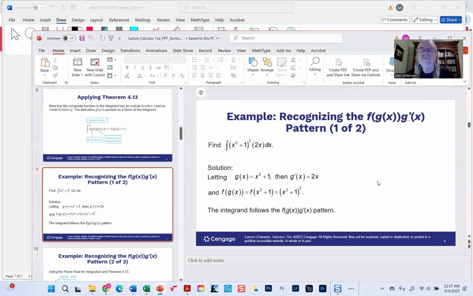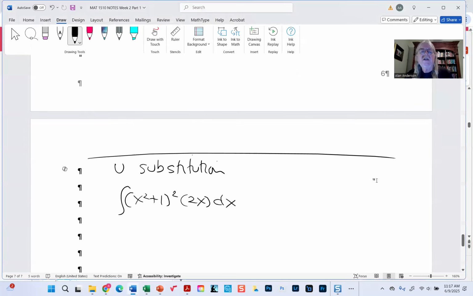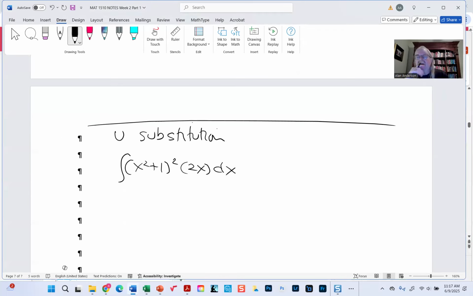There we go. x squared plus 1 squared, 2x dx. So what exactly are we trying to do here? Well, we're going to pick some part of this expression and define it as u. Usually that will prove to be the most, let's say, complex part of this expression. So for example, here, why don't we start with x squared plus 1? How does that help? Well, let's take a look. This implies that du/dx is 2x, which in turn means that du equals 2x dx.